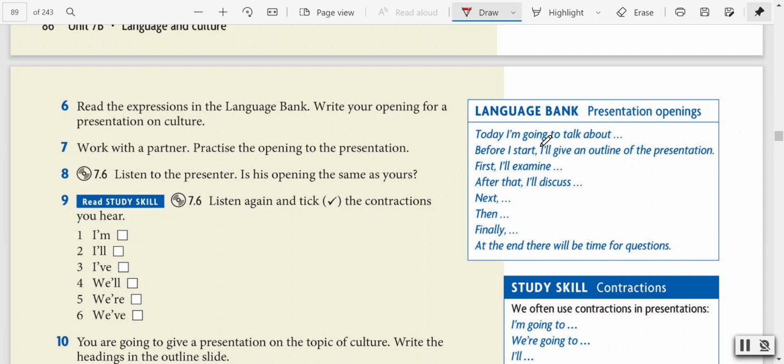Number 1. Today I'm going to talk about. You can say that, or you can say, before I start, I will give an outline of the presentation. First, I'll examine, or after that, I'll discuss. Next, then, finally, you can use them for what? For ordering, for organizing your ideas in your presentation. Or you can say, at the end, there will be time for questions. You can use these expressions for starting your presentation.